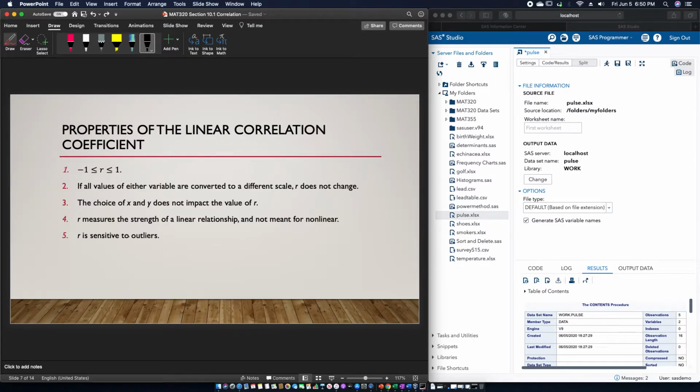The linear correlation coefficient must be between -1 and +1 inclusive. If all values of either variable are converted to a different scale, the correlation coefficient does not change. The choice of x and y does not impact the value of the correlation coefficient. The correlation coefficient measures the strength of a linear relationship and is not meant for nonlinear relationships. And the correlation coefficient is, as you could probably assume, sensitive to outliers.